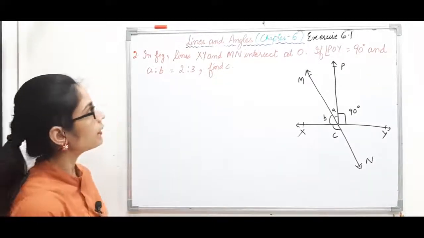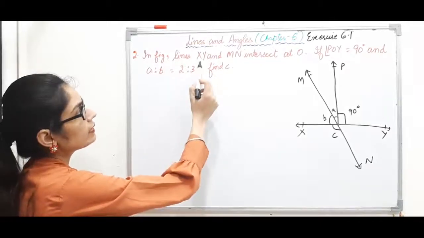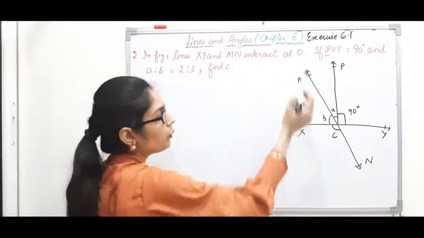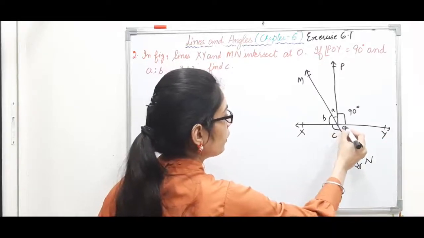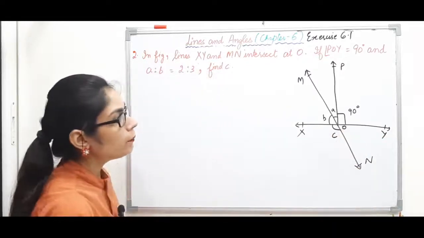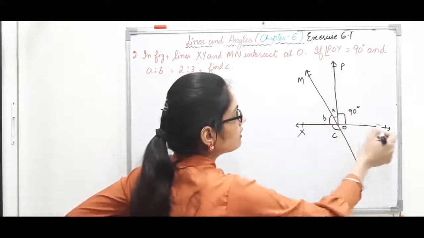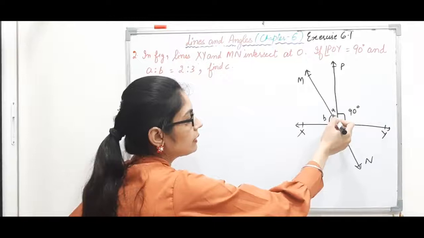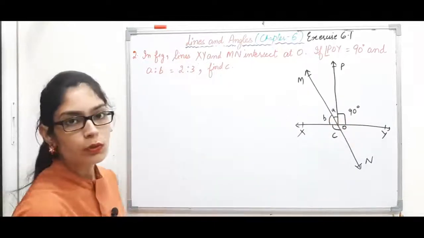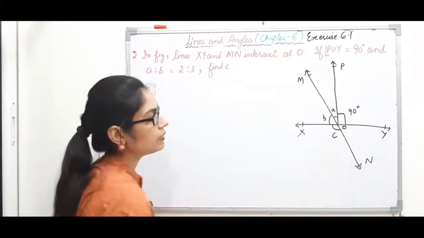In question number 2, it's given two lines XY and MN, they intersect at point O. So this is MN and this is XY. They are intersecting at this point O. If angle POY, this angle, is equal to 90 degrees and A is to B, the ratio of these two angles, is given to us as 2:3, find the value of C.